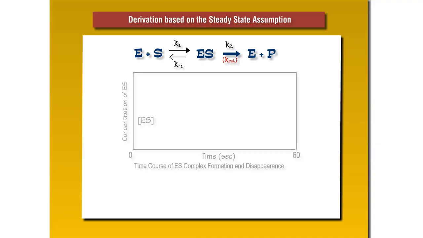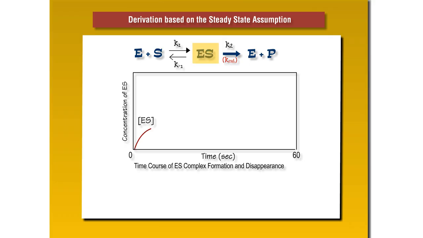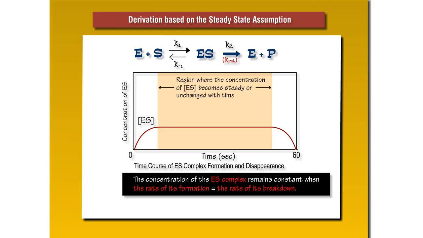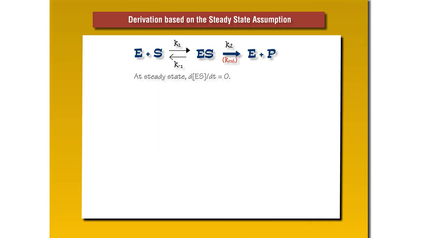When an enzyme and substrate are added to a reaction mixture, the concentration of the ES complex slowly increases with time. However, after a certain period, the concentration of the ES complex reaches a steady level. At the steady state, the rate of ES complex formation is equal to the rate of its breakdown. When this happens, d[ES]/dt is constant over time and is equal to zero.